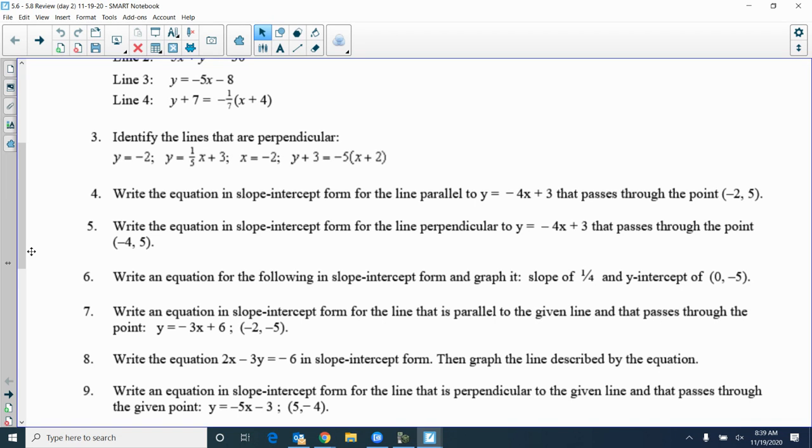So I'm going to simplify here. -4 times -2 is +8 plus b. I'm going to subtract 8 from both sides. I'm going to get -3 equals b. My slope is not going to change. My answer there should be y equals -4x minus 3. So really, we're just moving that line down the y-axis. Instead of it crossing the y-axis at +3, it's going to cross it at -3.